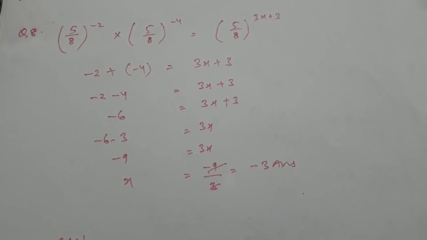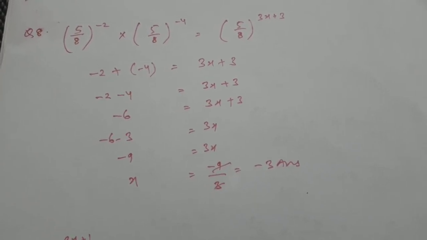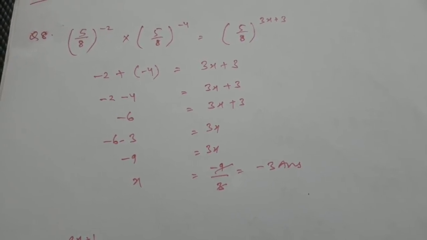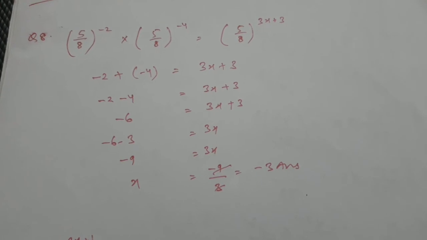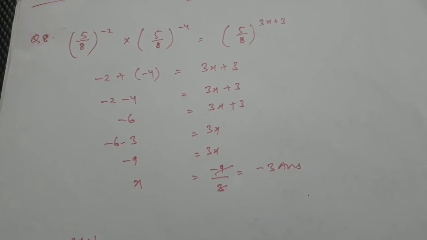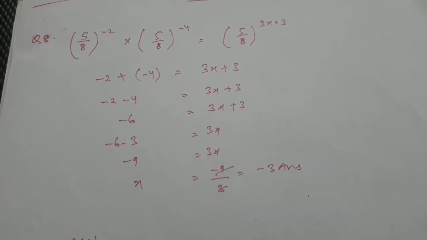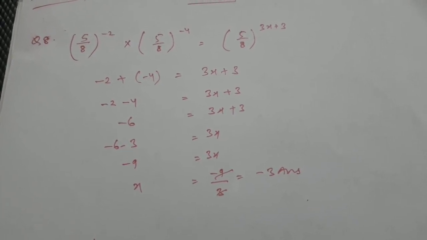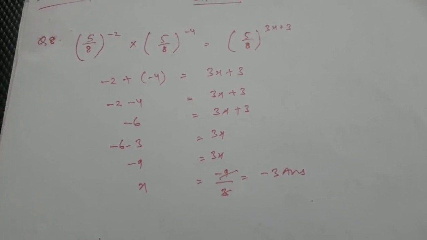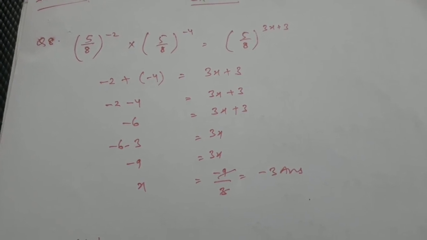So we will bring positive 3 to the left hand side as minus 3. So minus 6 and minus 3 would become minus 9 equal to 3x. So x equal to minus 9 by 3, which will get cancelled, and the answer would be minus 3.